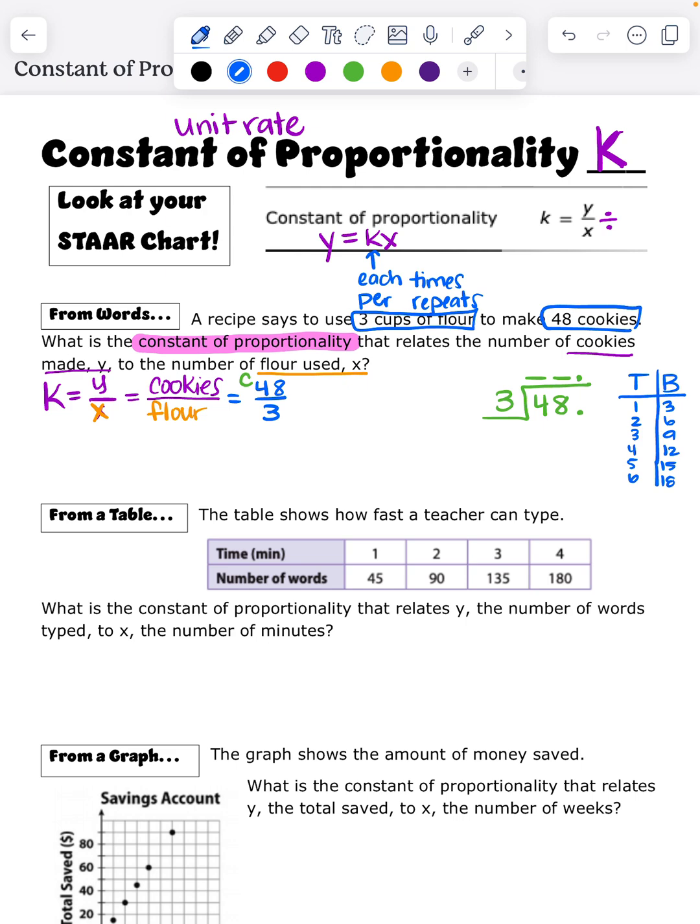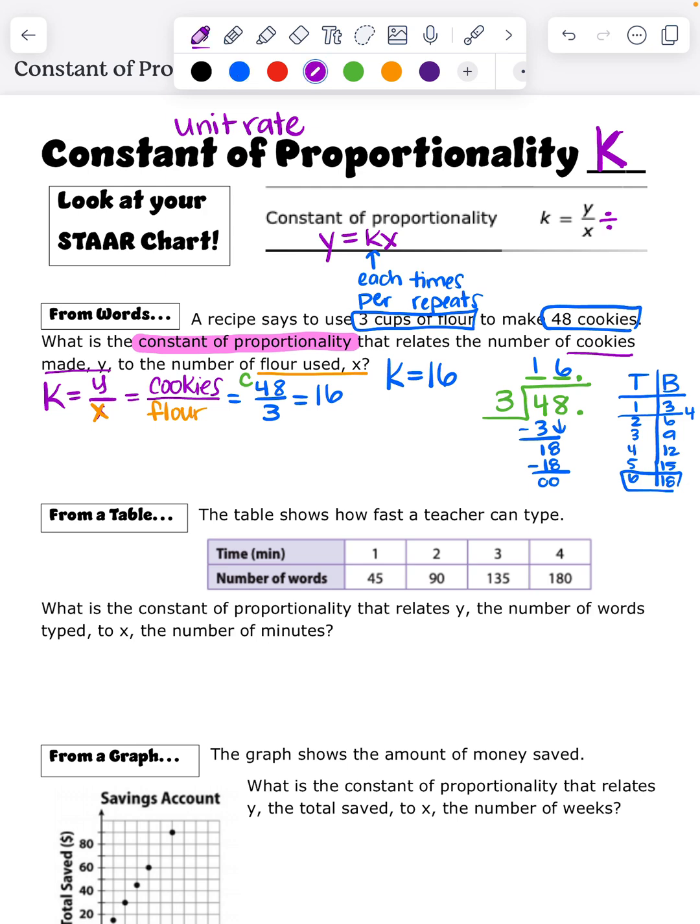So now I'm ready to divide. Can 3 people sit in 4 chairs? Yes, 1 time. 4 would be here on my list, so 1 time above that. Subtract, and I have 1 left over. Bring down my 8. Can 3 people sit in 18 chairs? Yes, 6 times. And 18 minus 18 is 0. So what is 48 divided by 3? Well, that is 16. So I would rewrite it K equals 16. So my constant of proportionality is 16.